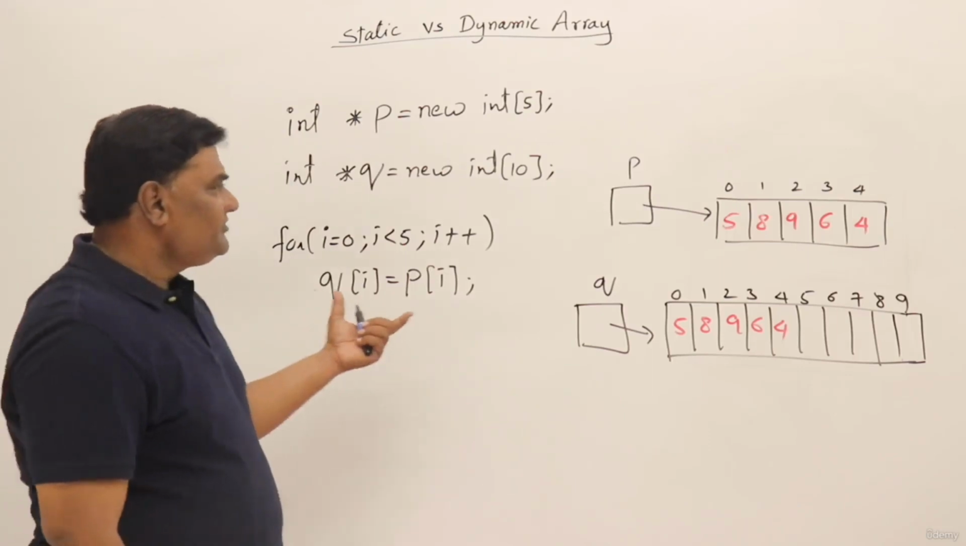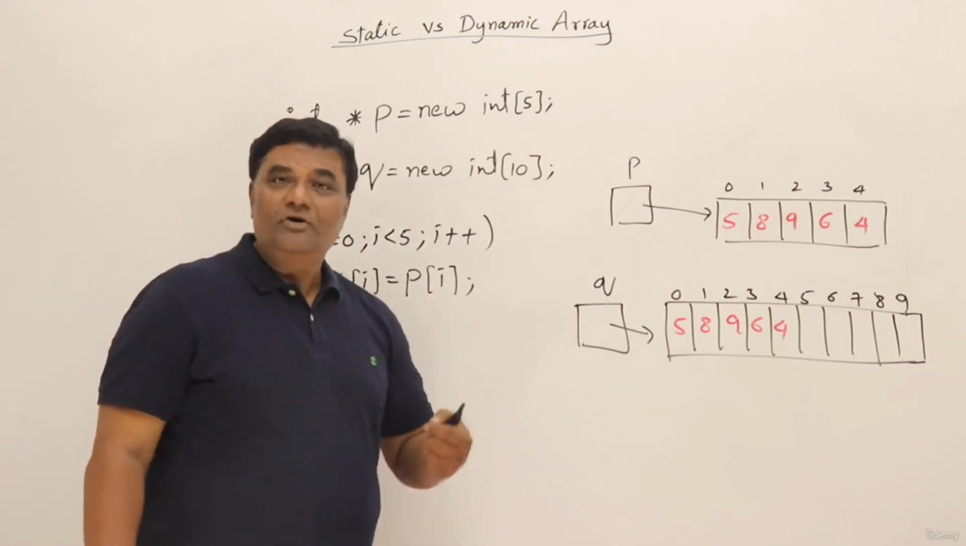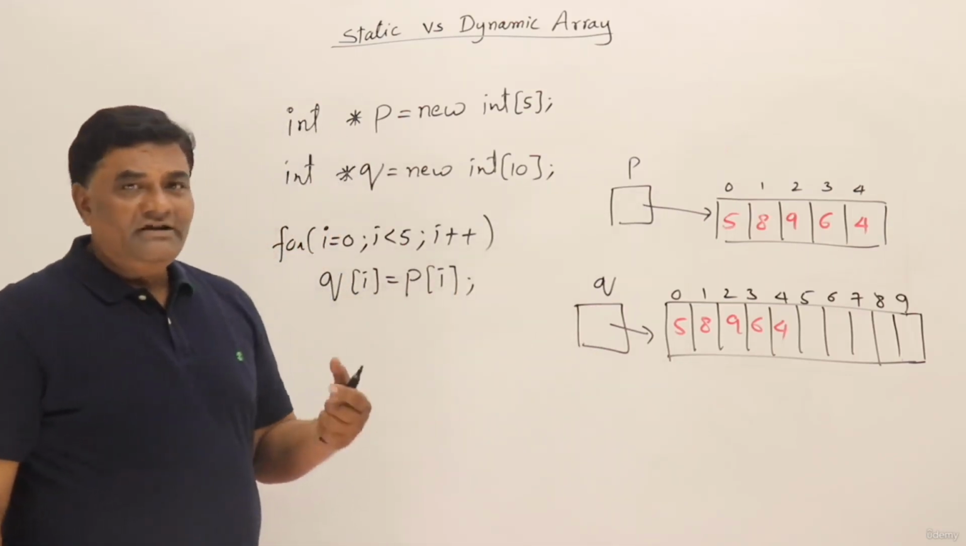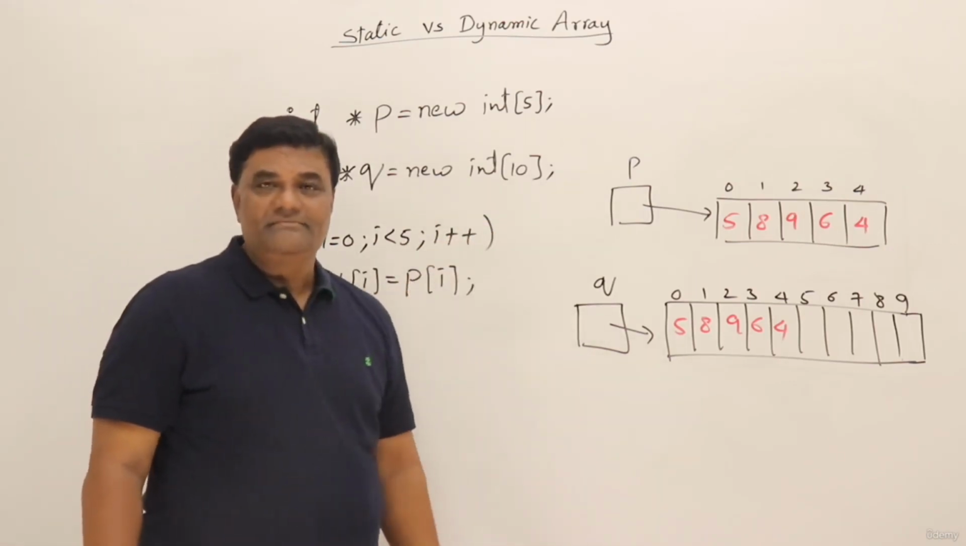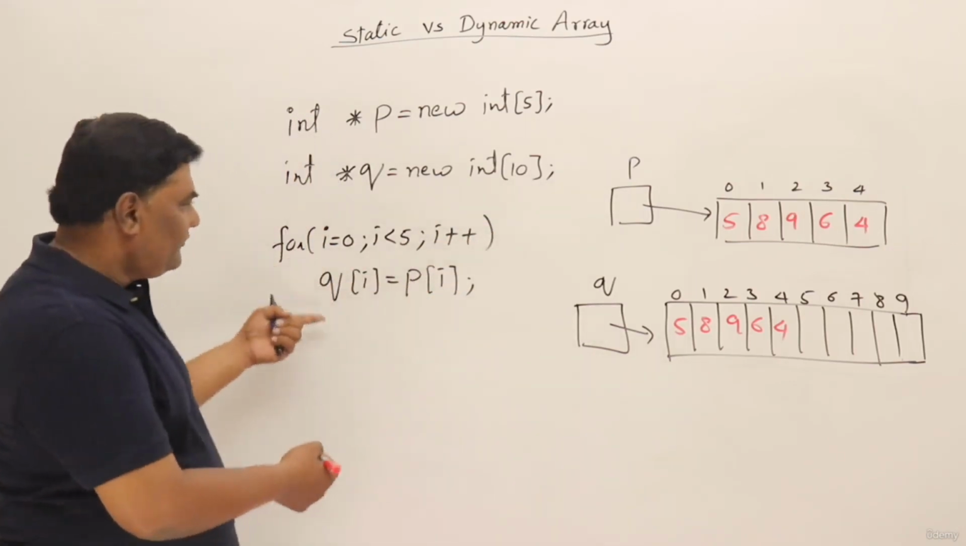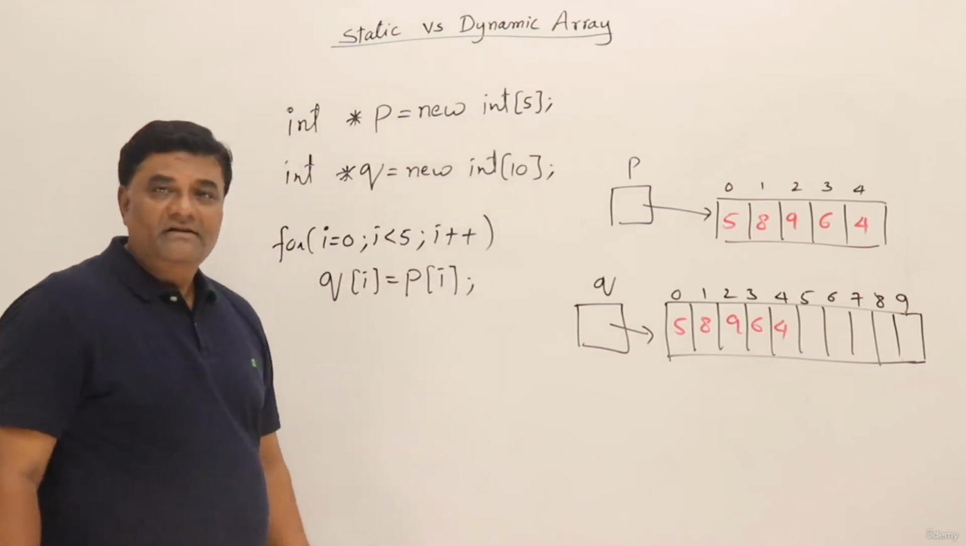And there is also one function in C language called memcpy, that is memory copy. You can use that and mention these two arrays, and those contents will be copied here. So I am showing it using a for loop.